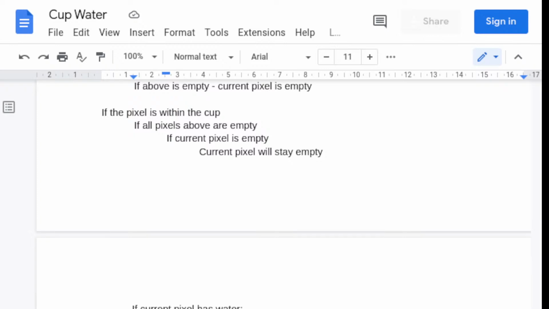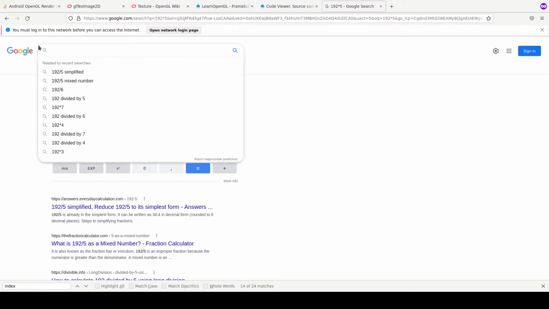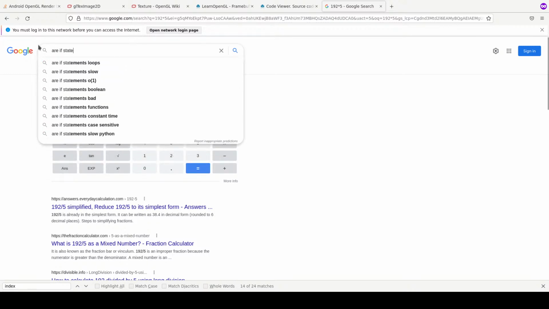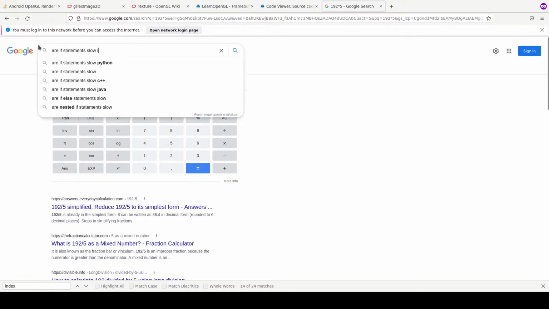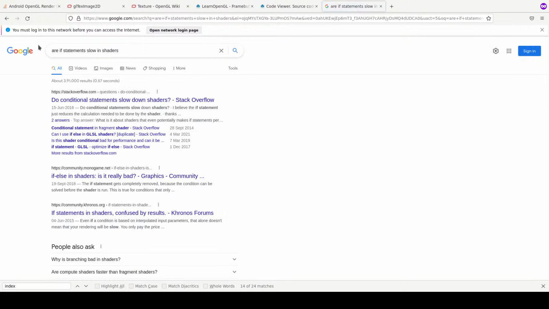So yesterday, when we left, we were working on the water model, which was pretty comprehensive. Now, before going to the water model, we will first check what is faster in shaders. This is just a starting point. Are if statements slow in shaders? Because I feel there is going to be a lot of if-else statements in the shaders.